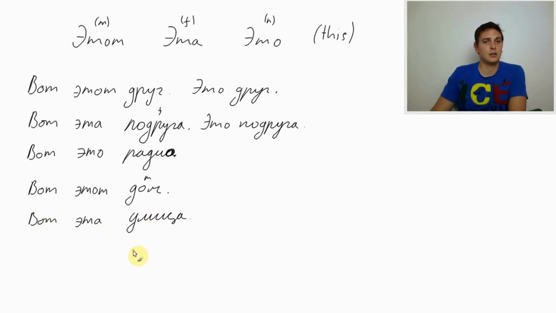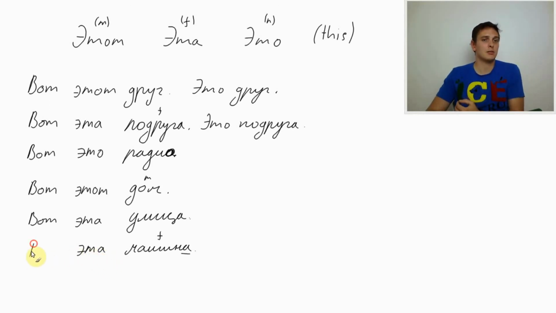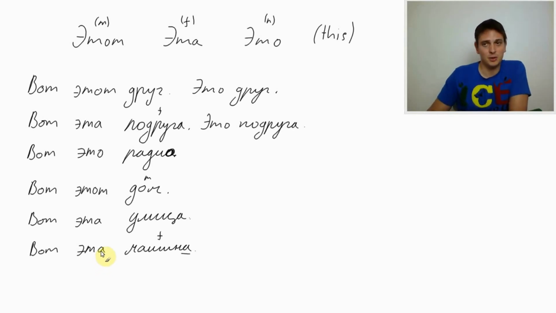And let's take car. Here is this car. Car was машина. What's the gender of машина? It ends in A. Most likely it's feminine. It is feminine. So we're taking again эта. Эта машина. And here is this car would be вот эта машина. Because for here is that car we would have another demonstrative pronoun. Вот эта машина.